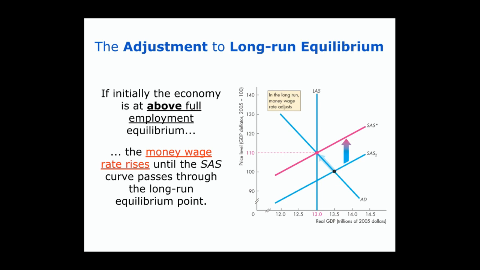The same thing happens if we're above or beyond potential GDP. We're above the full employment equilibrium. Here, the economy is overheated. The money wage rate has to rise, and as it rises, the short run aggregate supply curve decreases. Why? Because the price of a factor of production, labor, is increasing, and when the price of a factor of production increases, supply decreases. And so that keeps happening until eventually we have the short run macroeconomic equilibrium at potential GDP on the long run aggregate supply curve, and we're back in balance.